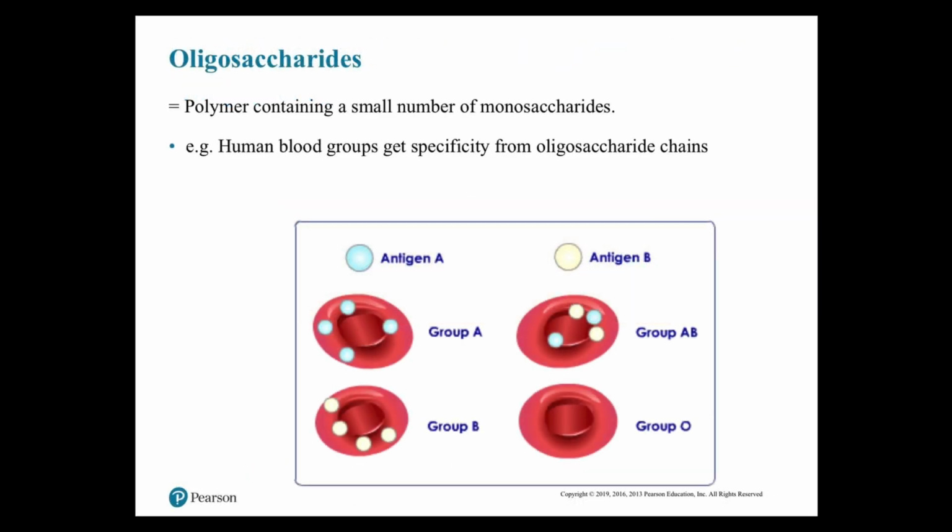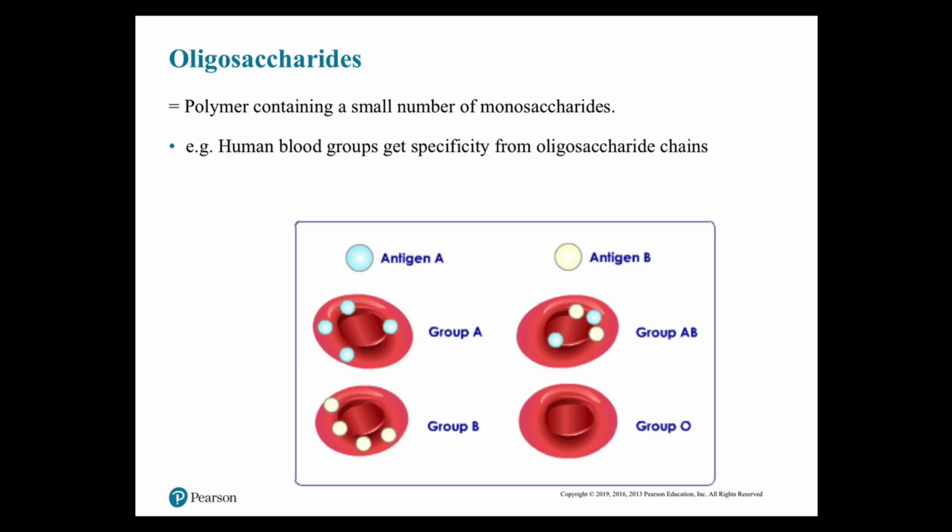Now we're at oligosaccharides. Oligo means some. So oligosaccharides are polymers that contain a small number of monosaccharides. A very good example of oligosaccharides are those sugars on the surface of red blood cells that determine our blood type.